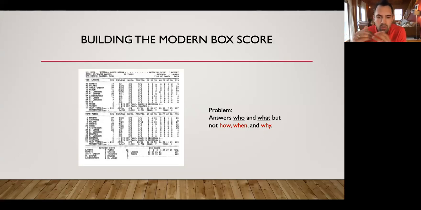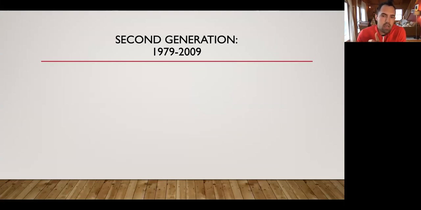We don't know if they were in the first quarter, the fourth quarter. We don't know if someone passed him the ball. We don't know who was guarding him. All kinds of things like that, right? So to answer some of these questions, the game started to move into this second generation. And this second generation wanted to answer more of the how and the when questions.